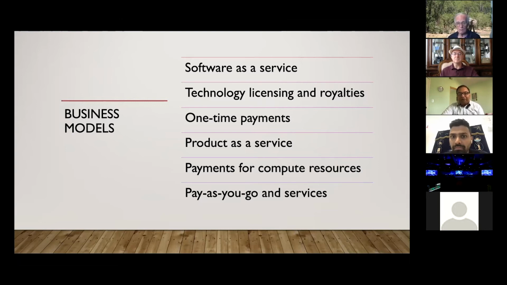Payment for compute resources. So another interesting model from Amazon and cloud guys. What they are doing is they're charging you per inference. So you don't pay for your servers or compute elements. You pay for how much data you run.